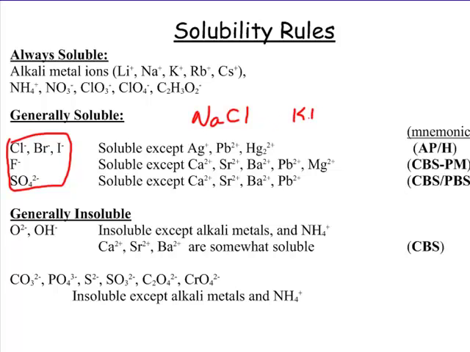Maybe something like this, potassium iodide, soluble in water. I could take something like a copper 2 iodide, or how about a nickel bromide? All those are going to be soluble. However, the halides, at least chlorine, bromine, and iodine, will make a precipitate only if combined with 3 ions: silver, lead, and mercury. And that's important to remember.